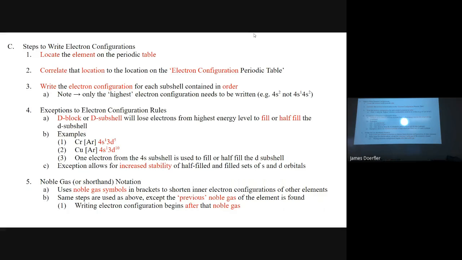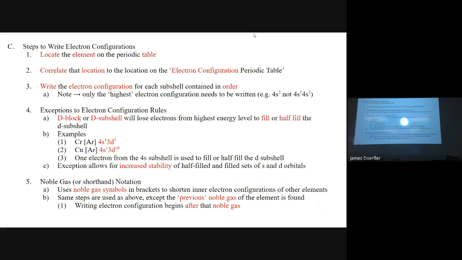There is a second way to do this, and we call it the noble gas or shorthand notation, where you locate, let's say, tellurium right here. Element number 52. That would be a lot of writing if you did the longhand version. So what we could do is the noble gas configuration. You locate the element in question on the periodic table, and then locate the previous noble gas.